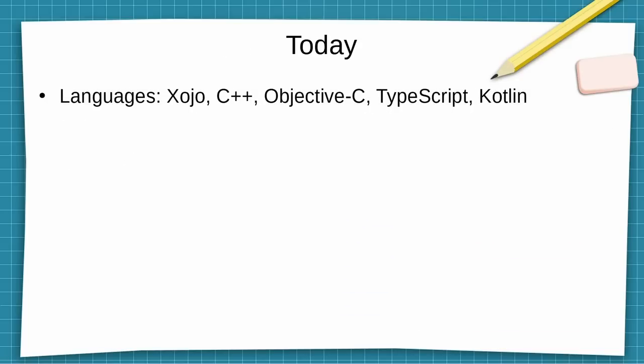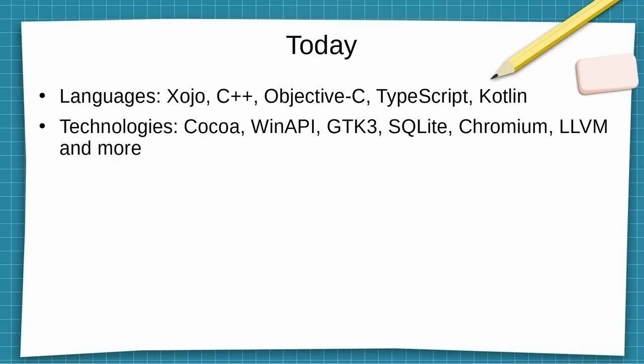Today, oh my goodness, today, Xojo is made with a lot of things. It's made with Xojo, yes, absolutely. It still has parts in C++, which we'll talk about in a bit. Objective-C as well. TypeScript and Kotlin. So lots of technologies and languages are used to create Xojo today.